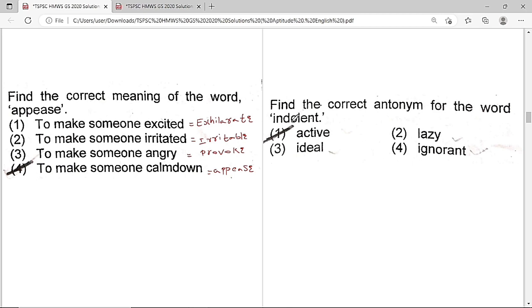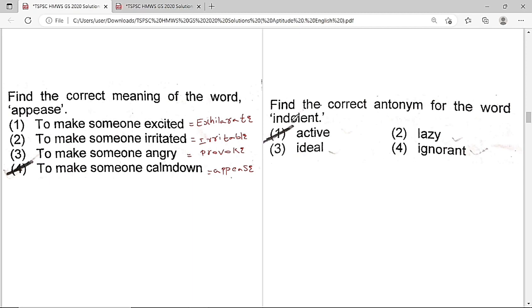So what is the meaning of indolent? Indolent means showing no real interest or effort. Basically you can say a lazy person or idle person or very ignorant person. Ignorant means not conscious, neglecting all those things. Lazy also means neglecting. Ideal means not thinking practically. Active means very much active, with a lot of involvement.